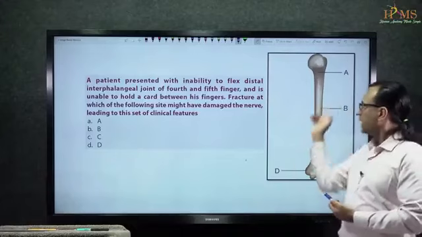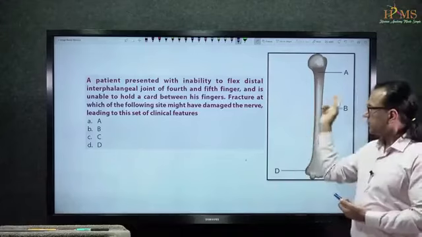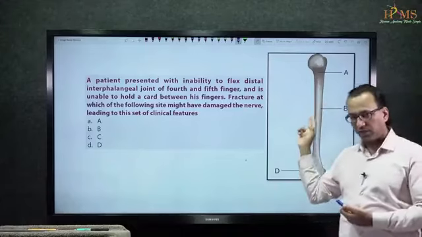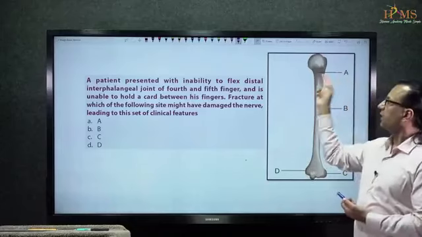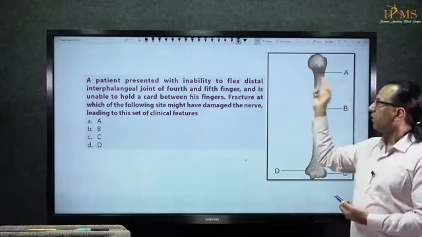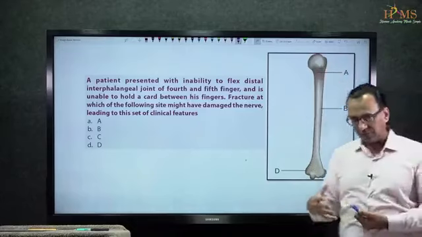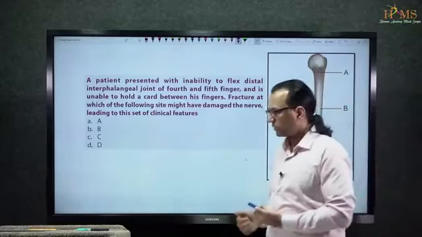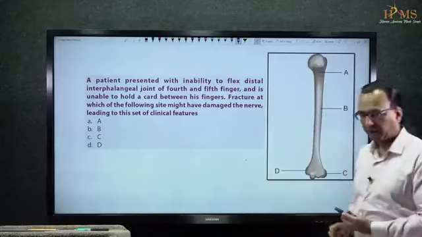And what is behind the marker number B? That is the mid-shaft of the humerus. Behind that is the radial nerve in the radial groove. And what is that marker A? That will be the axillary nerve in the surgical neck of the humerus. Let us have a view of the nerves in the diagram at present.